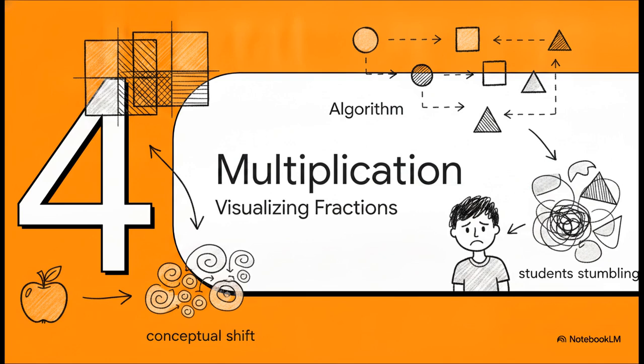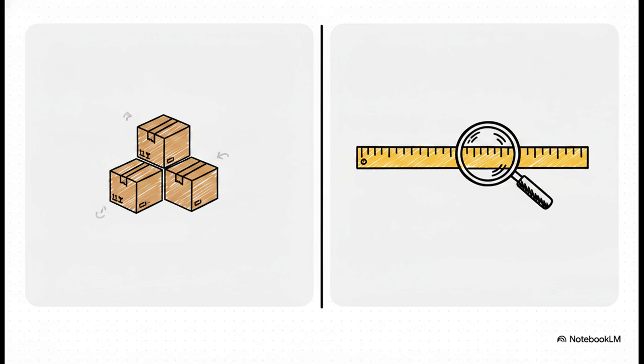Which brings us to Section 4, visualizing fraction multiplication. Guys, there is a massive conceptual shift when we move to fractions. With whole numbers, multiplication just means equal sets, like 3 sets of 5. But with fractions, we're talking about finding a part of a part, something like 1/2 of a length of 6. Simply changing how we talk about the operation fundamentally changes how students visualize it in their minds.